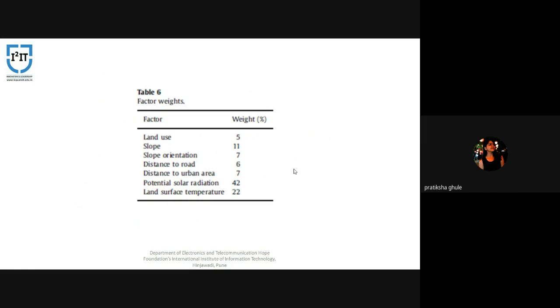So we are dividing the 100% into different weightages, different percentages, to consider what is the most important. Here you can see in factors, potential solar radiation is the most important weightage, as it's obvious, like we are trying to convert solar energy into electrical energy, so we need solar radiation.